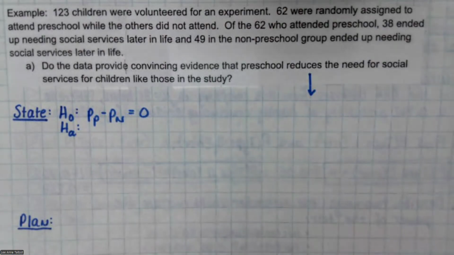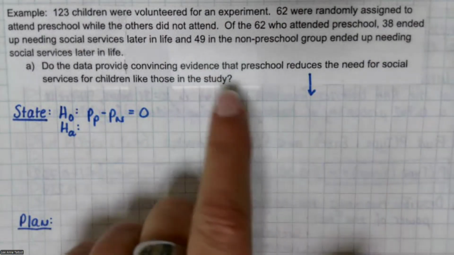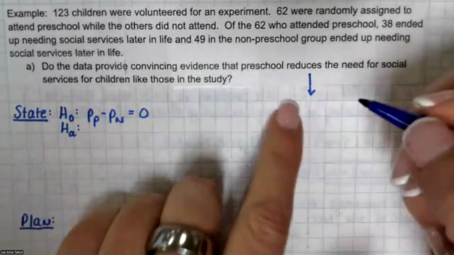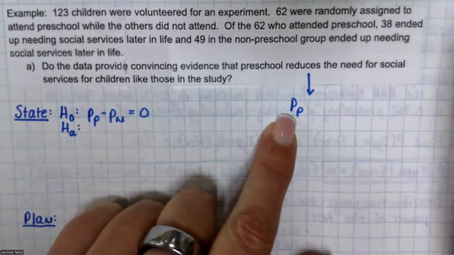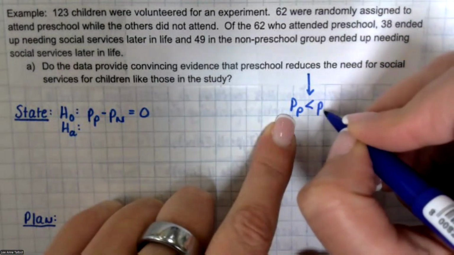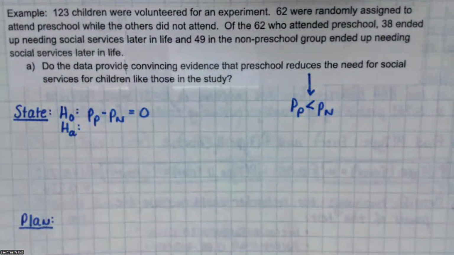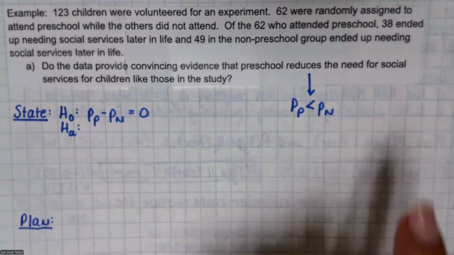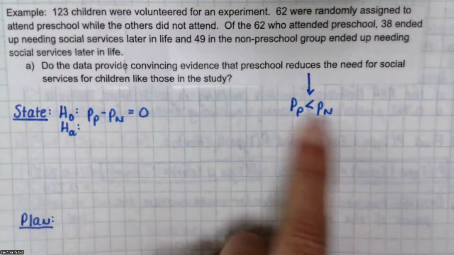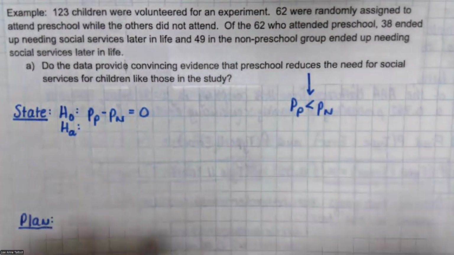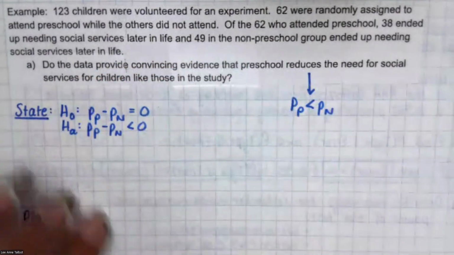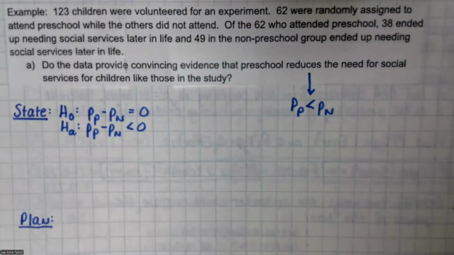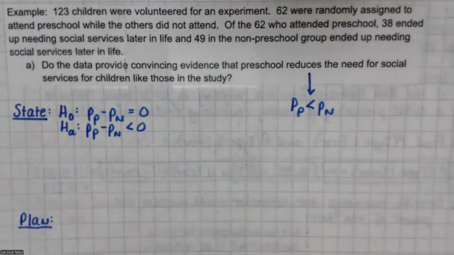Do the data provide convincing evidence that preschool reduces the need for services for children? So what this is saying is the proportion who attend preschool less than the proportion who do not attend preschool that need social services later in life? And then what I like to do is just minus the P sub n in my mind, and write it like that. Can you guys imagine me minusing P sub n from both sides? Okay.